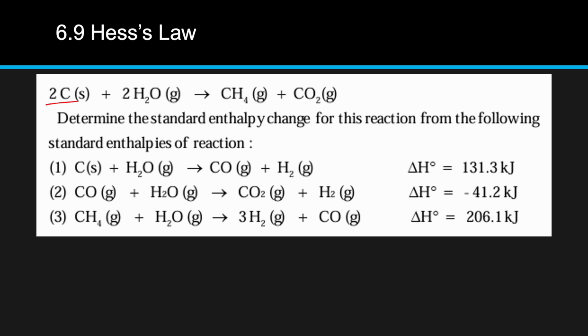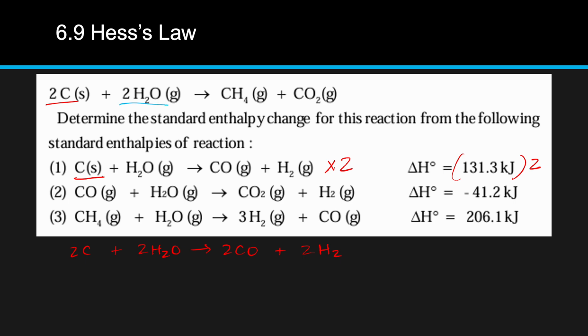But I see I have 2 carbons here as reactants. So I just want to make sure my carbons are reactants, which they are. But I need 2 of them. So I am multiplying this entire equation by 2, which means I'm also multiplying my delta H by 2. And that will give me 2 carbons. So for reaction 1, my new equation is 2 C plus 2 H2Os reacts to form 2 COs and 2 H2s.